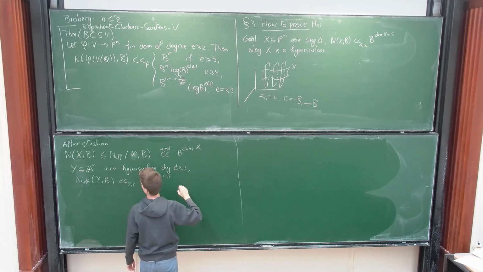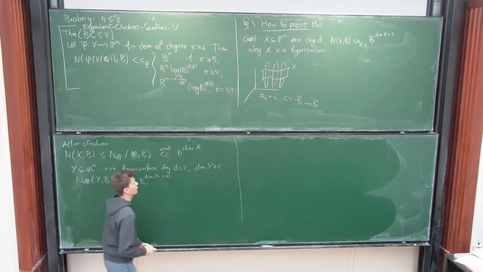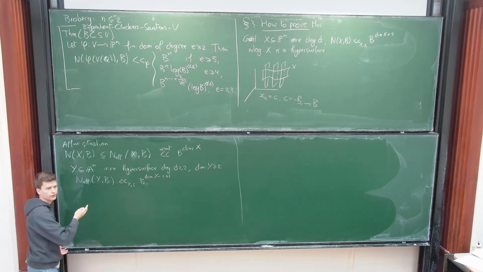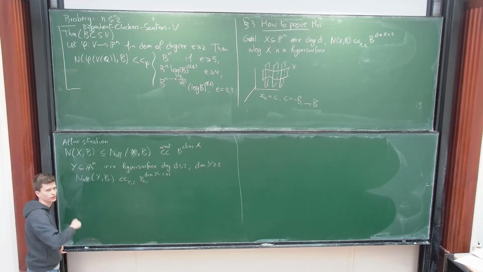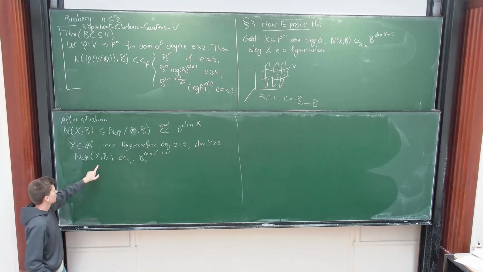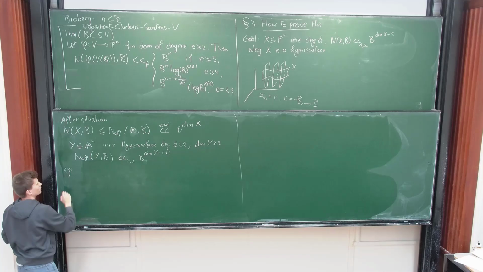And maybe I should add the assumption that Y has dimension at least 2, because once you take an affine cone, the dimension increases by 1. Now, the problem is that this statement is false, so it would be hard to prove.